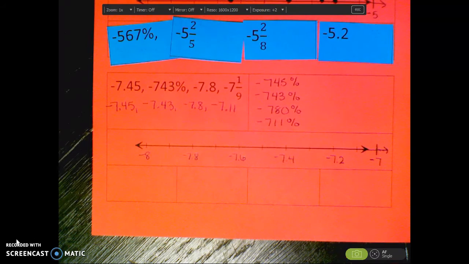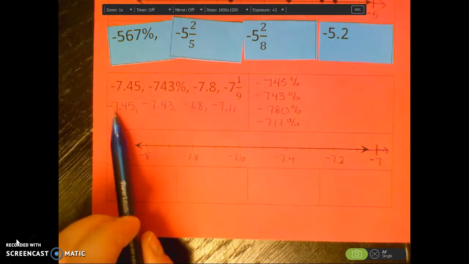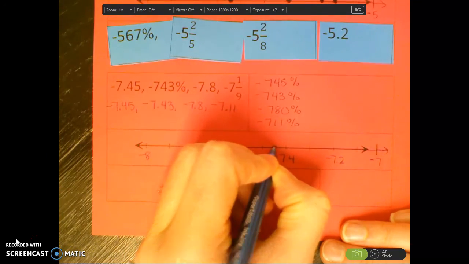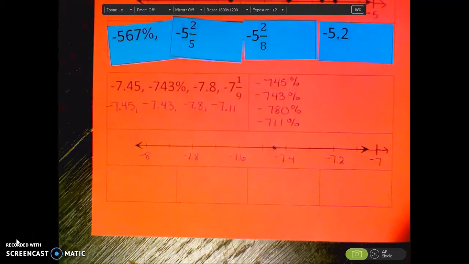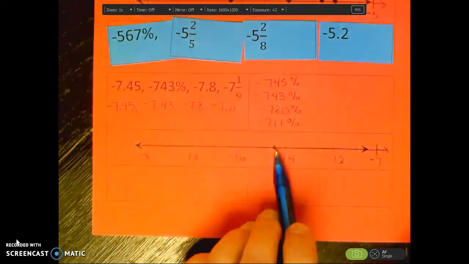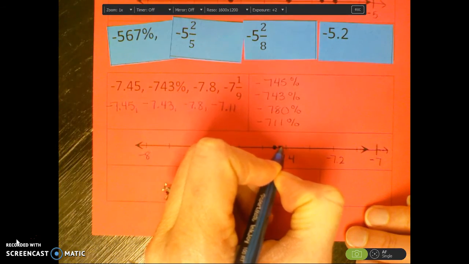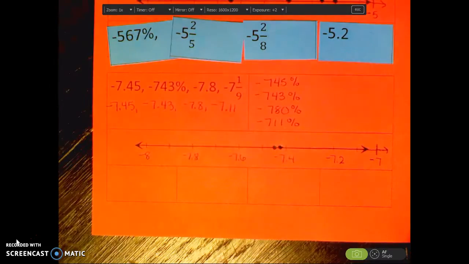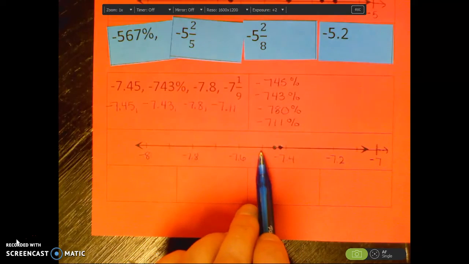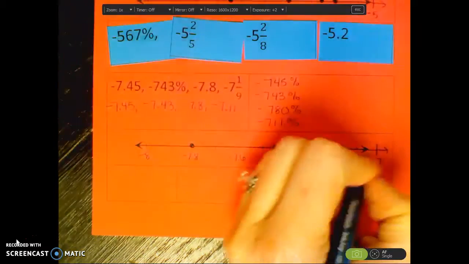It is between negative 7 and negative 8, and now we're going to place these numbers on the line. So negative 7.45 is going to go in between negative 7.4 and negative 7.5. Oh, negative 7.43. So I just put negative 7.45. That needs to be a little closer to the negative 7.4 instead of the negative 7.5. Negative 7.8 right on here. Negative 7.11.